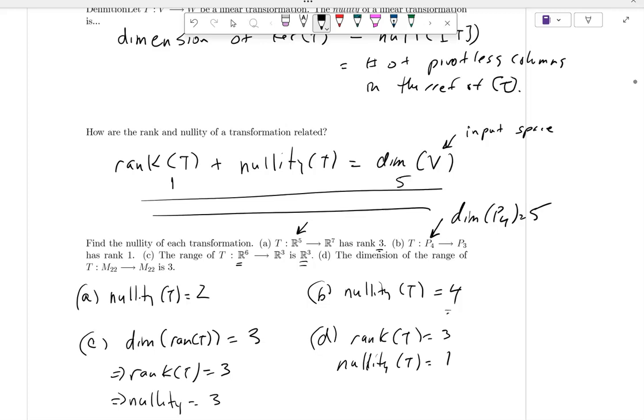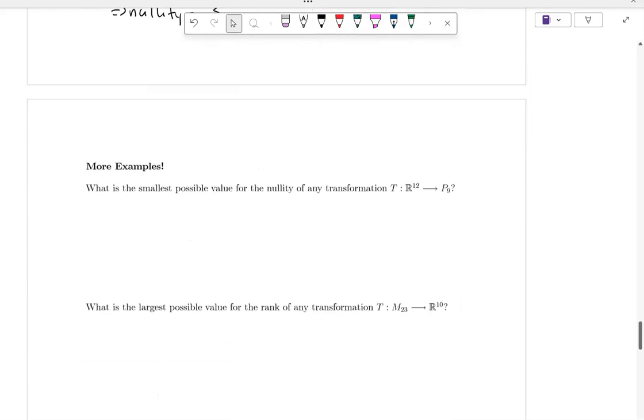M22 is 2 by 2 matrices, so yeah. So remember, you multiply those two numbers together to get you the dimension. So if it's M sub mn, you would do m times n to get the dimension. Yep. All right.